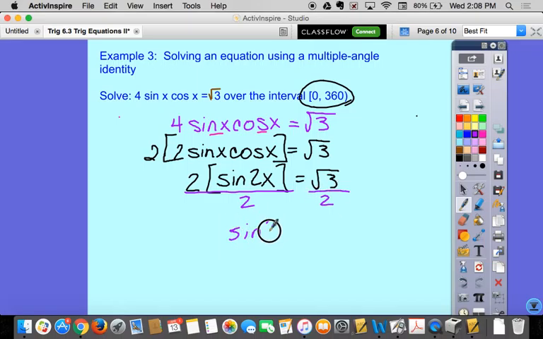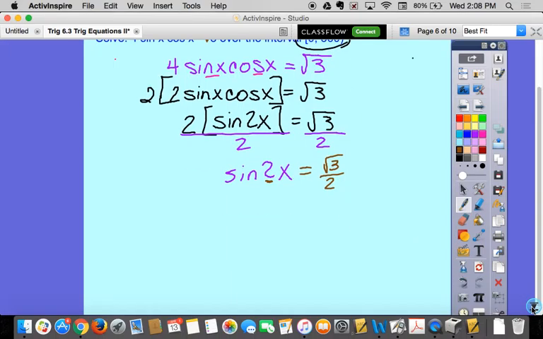So sine 2x. Now this is where I was telling you, you can't touch this 2 right here, not until the sine has been addressed. So you leave that alone. We've got to figure out where sine is equal to a positive square root of 3 over 2. Now sine is positive in first and second, so opposite over hypotenuse.